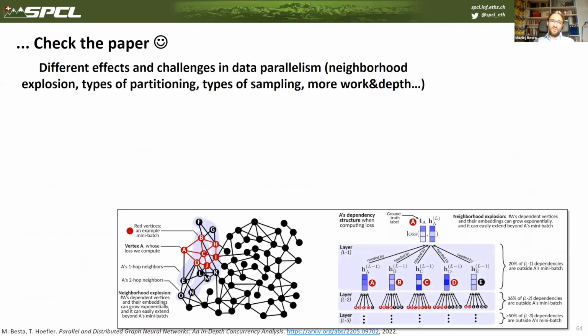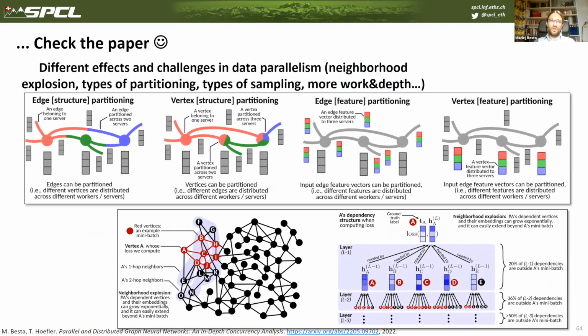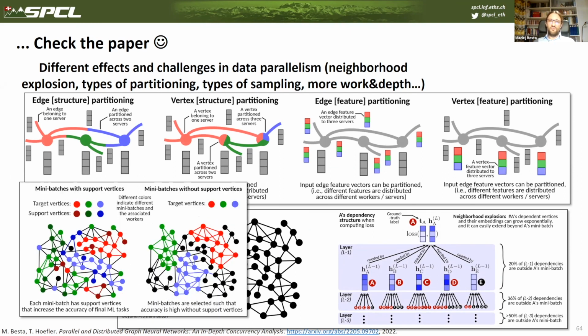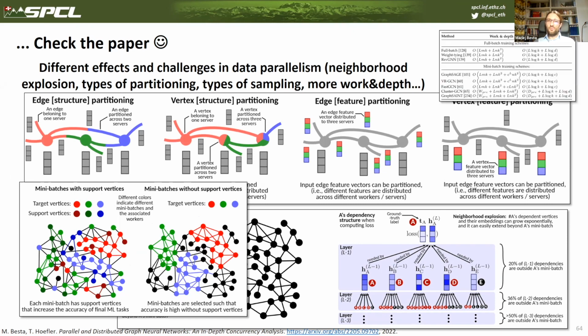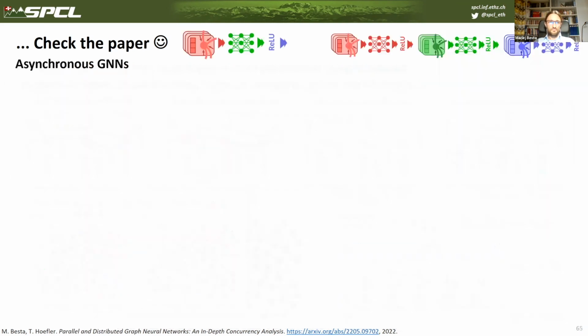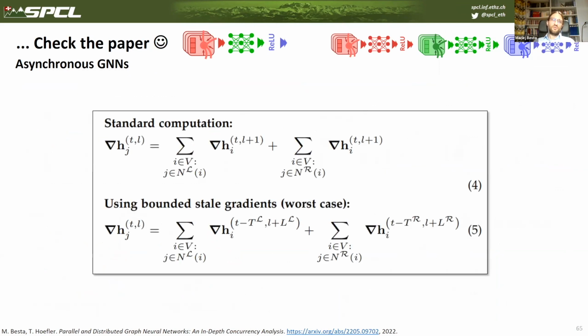Right, and we also provide more details about data parallelism, specifically the neighborhood explosion phenomenon that was nicely described in the previous tutorial. We can also apply more sophisticated schemes to the way that we partition the graph in the graph partition parallelism, and even more effects are analyzed together with their work and depth analysis. Then we have also details about asynchronous GNN computations in the context of computing gradients. So we can also introduce asynchrony in computing the gradients. You can also check this in the paper.